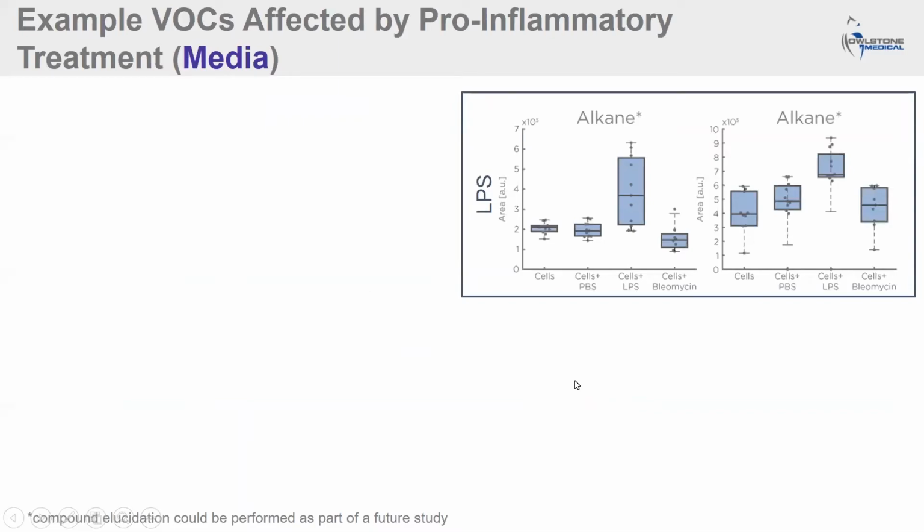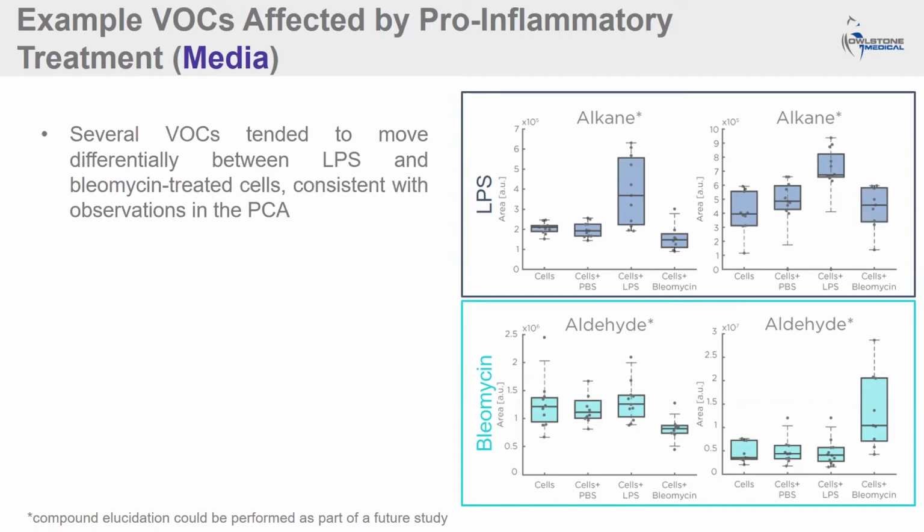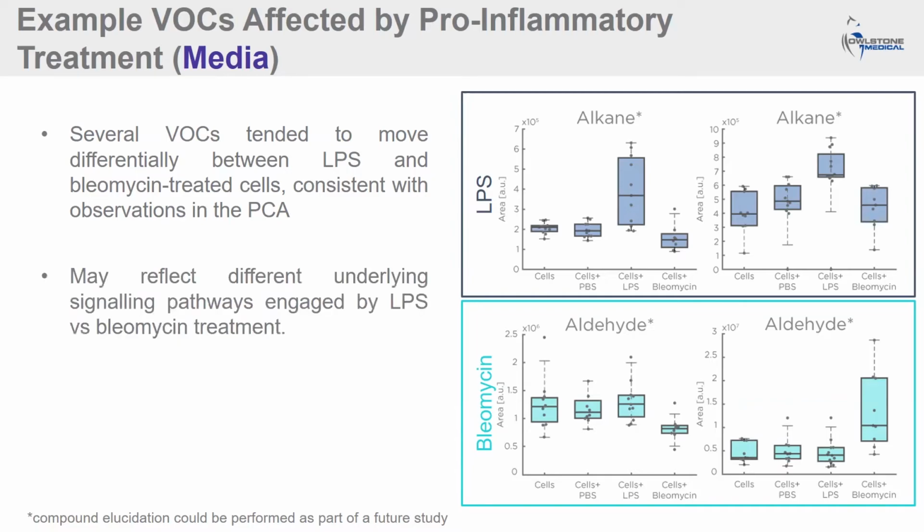So when we look at which compounds specifically cause those differences, we saw some alkanes being elevated in cells treated with LPS. And then we saw some, for instance, some aldehydes that were related more to bleomycin. So what we notice here is that there are some volatile organic compounds that move differentially between LPS and bleomycin treated cells. And that may suggest that maybe there is a bit of a different underlying pathway engaged by LPS and bleomycin.